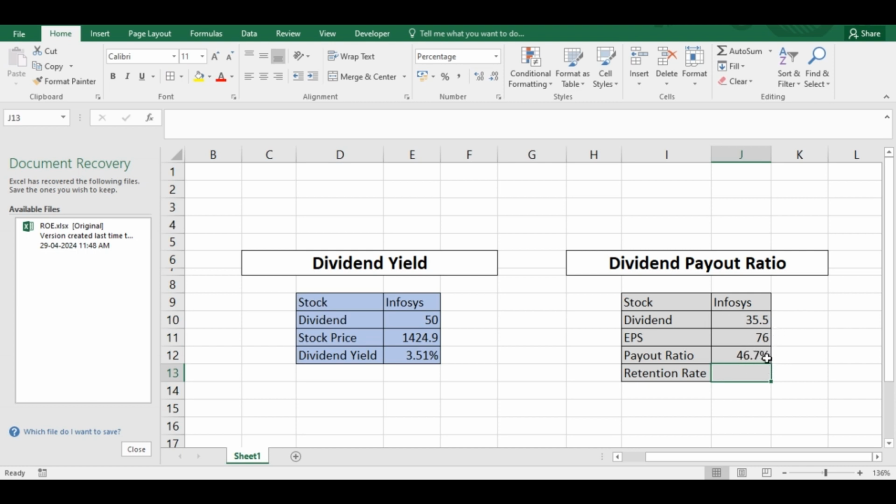The retention rate is the percent of earning company keeps after paying the dividend. It can be calculated by subtracting payout ratio from 1. It is higher for the high growth stocks and lower for low growth stocks.